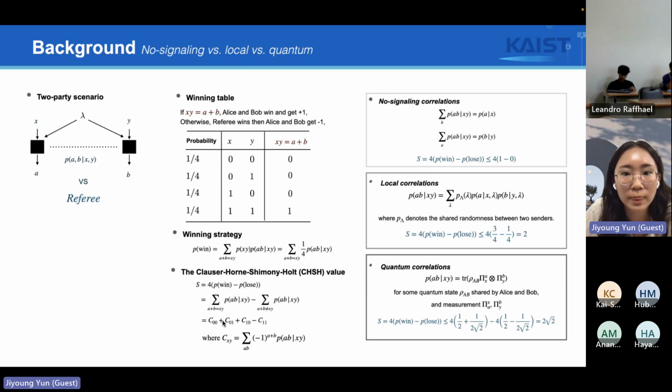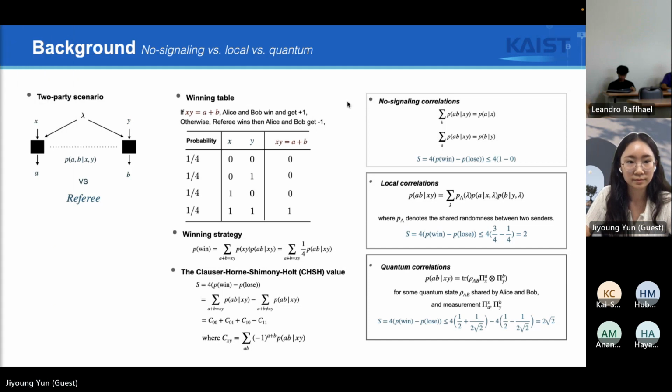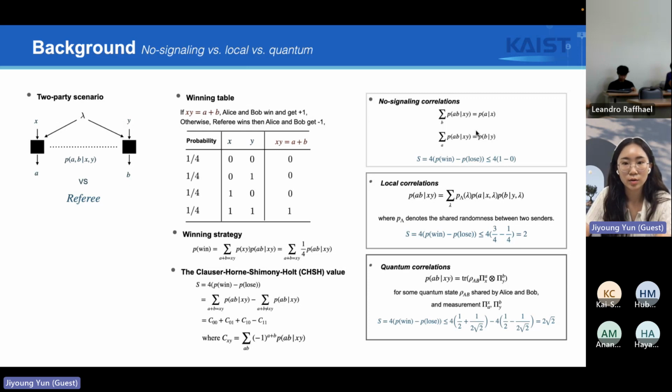So we are going to calculate this CHSH value with these three correlations. First, no-signaling correlations are characterized by this linear constraint. Here the outcome B does not depend on Alice's measurement setting X, and A also does not depend on Bob's measurement setting Y. With this no-signaling correlation, we can get the CHSH value up to 4.